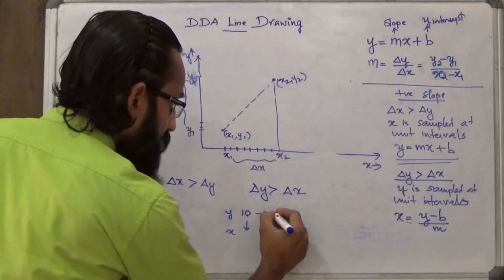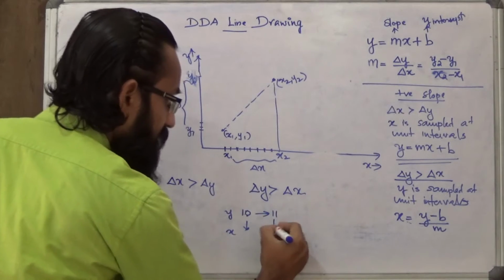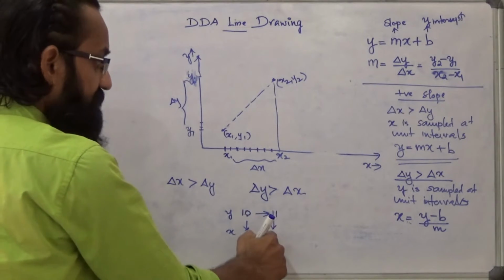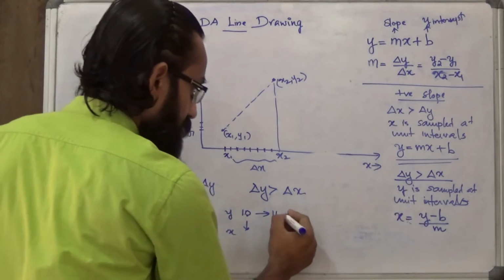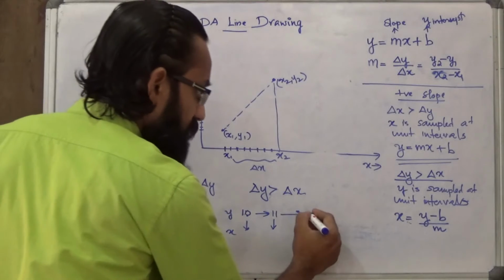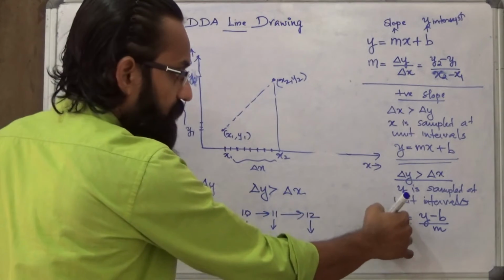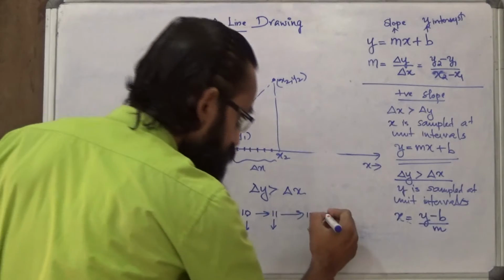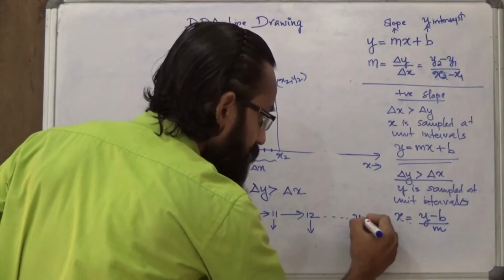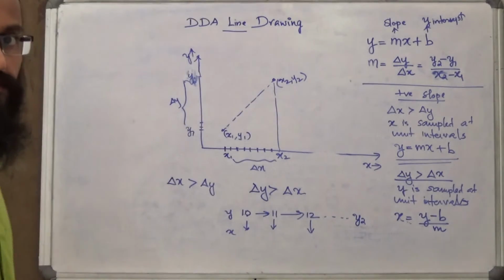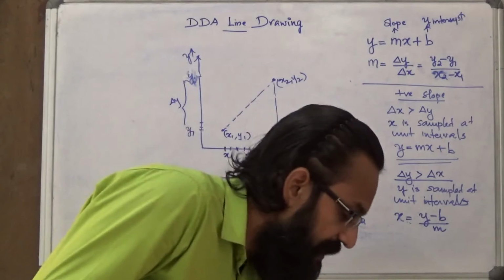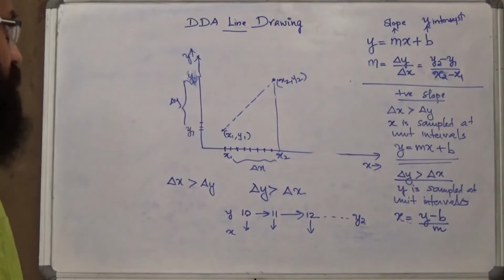Then increment y by 1, so the next y value will be 11. For y value 11, determine the x value using this equation. Then increment this y value, it will be 12. For 12, determine the corresponding x value using this equation, and so on until you reach y2. So this is the basic idea behind the DDA line drawing algorithm.